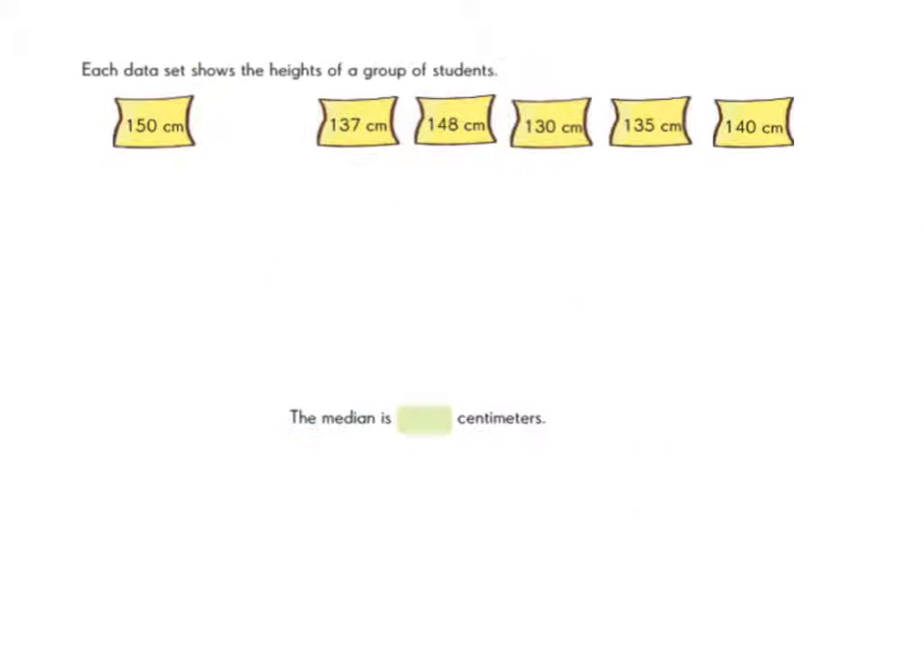Let's try some more. So let's try this one. We have some data here. Each data set shows the heights of a group of students. So there's some students, and we know how tall they are.